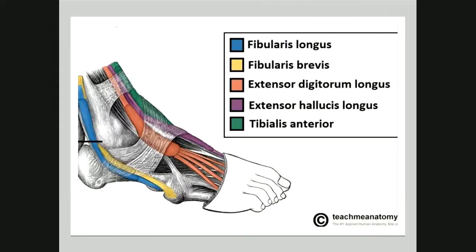If we look at the tendons around the foot, you can see they're in order. This is a lateral image. Most medial would be the tibialis anterior. The next one would be the extensor hallucis longus. The next one is the extensor digitorum longus. Laterally, we only have two, the fibularis longus superficially, and underneath it would be the fibularis brevis.